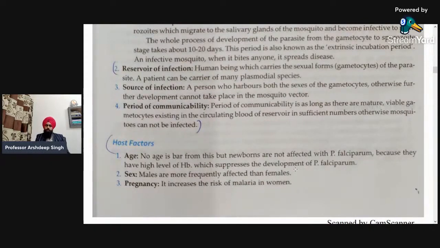Next is source of infection. So what is the source? A person who harbors both sexes of the gametocytes is the source, and otherwise further development cannot take place in the mosquito vector. Man himself is also a source of the reservoir.